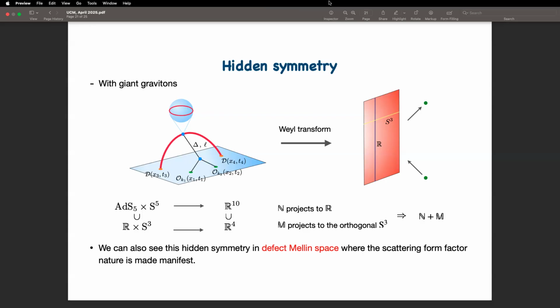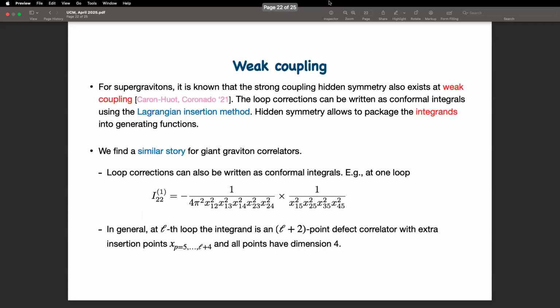And so because I don't have time to go into details, I just want to point out that although I'm doing everything here in position space, you can also look at these results in the so-called Mellin space. The Mellin space, you can think of that as just the momentum space for AdS, and there's also a defect version of that. And there, you can make more manifest the scattering amplitude nature or scattering form nature of these objects. And here we'll also see that the hidden symmetry acts in a very natural way.